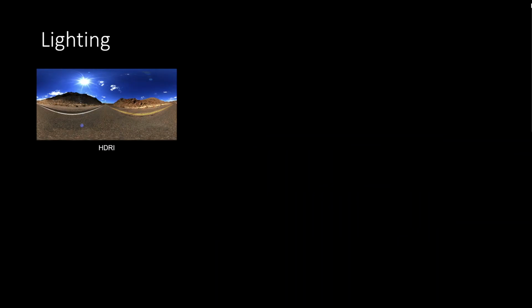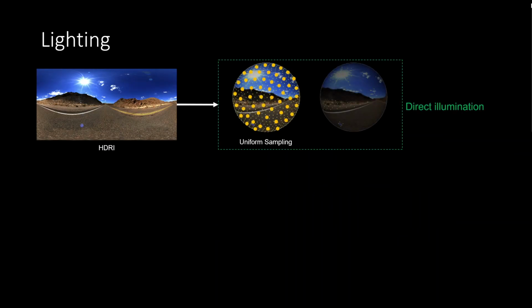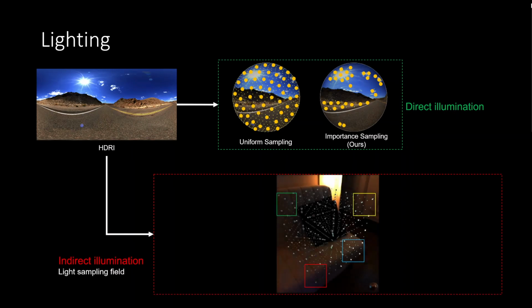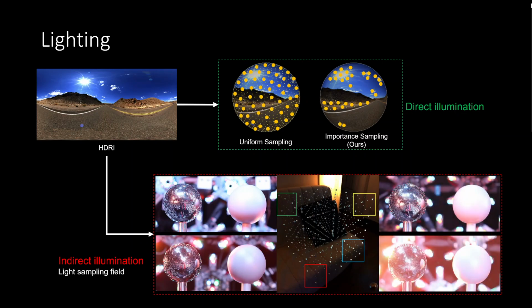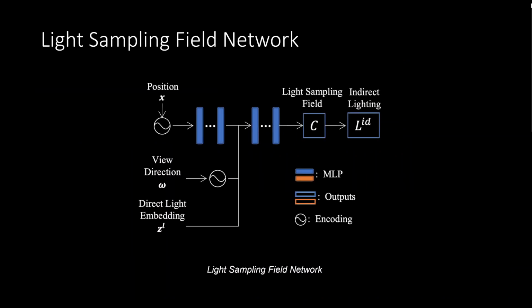In the case of direct illumination, we propose importance light sampling to automatically mitigate extreme values and facilitate precise shading through adaptive sampling. For indirect illumination, we introduce a light sampling field that accounts for reflections from surrounding objects. This approach is motivated by the visible spatial variability of local indirect illumination under fixed global lighting. To implement this, we propose a light sampling field network to construct the local indirect illumination incorporating the reflections from the environment. The light sampling field network takes sample position, view direction, and direct light embedding as input and generates a learned first order spherical harmonic field that represents the local indirect radiance.